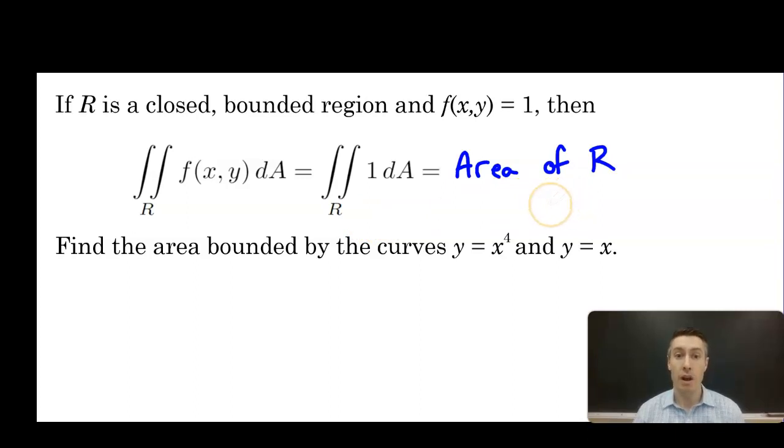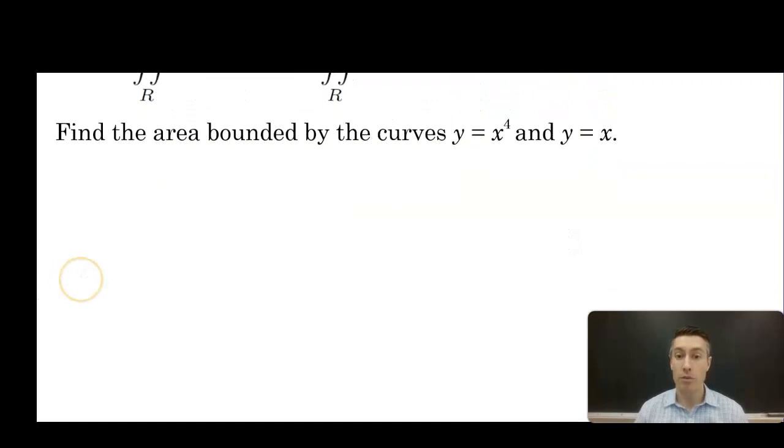So this just gives us another tool to find the area of a region. You could do it with single variable calculus still, right? You have all of those tools available to you. Find single integral, define your top curve minus your bottom curve. This is just giving us another option, a double integral to find the area bound by curves. So find the area bound by the curves y equals x to the fourth and y equals x.